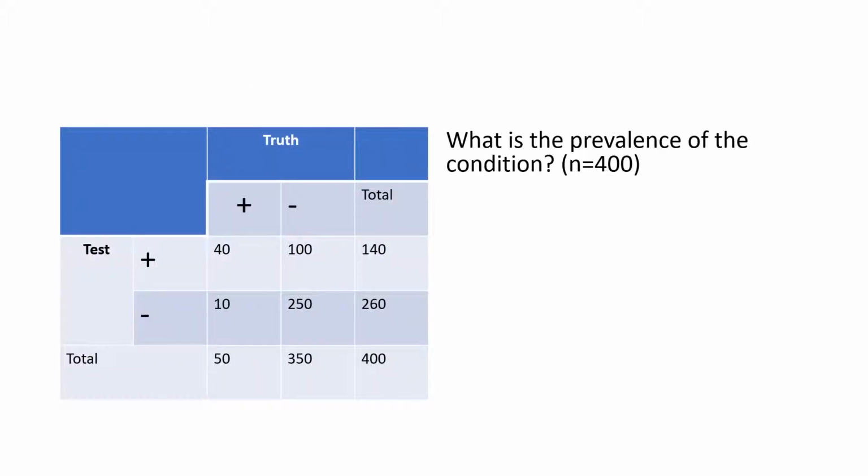So let's go through an example now. And these types of tables you might see on exams, and there's different manipulations you can do with them. So let's go through one example. In this population of 400 people, we've run a test comparing to a gold standard. So here's the new test versus the truth, the gold standard. There's a total of 400 people. So in this population, what is the prevalence of this condition?